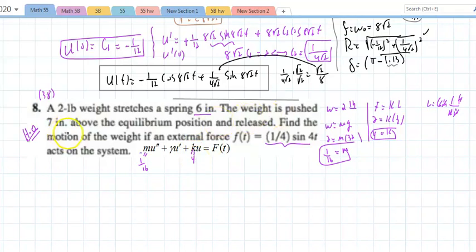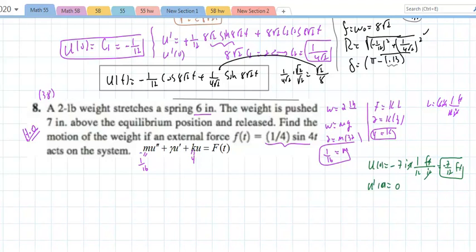The weight is pushed 7 inches above. If I push up, 7 inches, that is negative 7 over 12 feet. And then released. Initially, the initial velocity was 0. It wasn't pushed up or down.